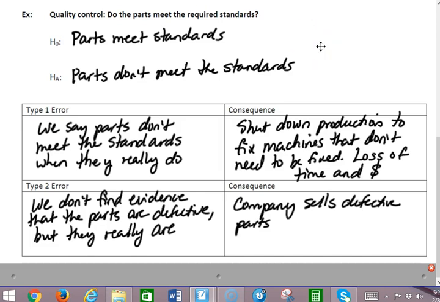For right now, be able to identify what the type 1 error and the type 2 error in a situation are, and their consequences or possible consequences.